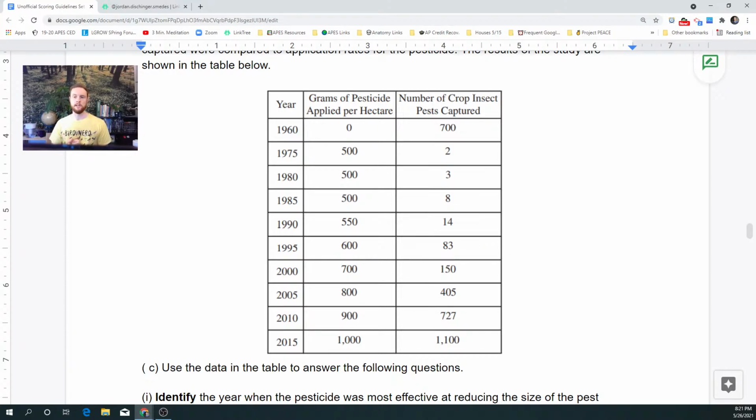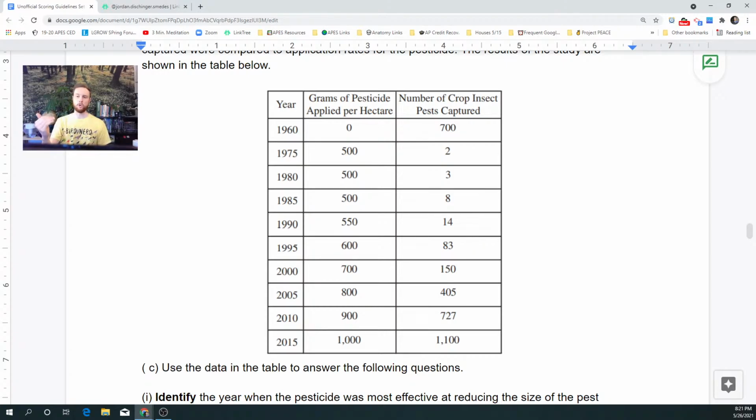And here's the story. In 1960, we used no pesticide on the cotton field. So we captured 700 pests, meaning there are a lot of them living. In 1975, we used 500 grams of pesticide per hectare. We only captured 2 insects. That means that they are mostly dead because we're not capturing many of them. They're dead. The pesticide's working.